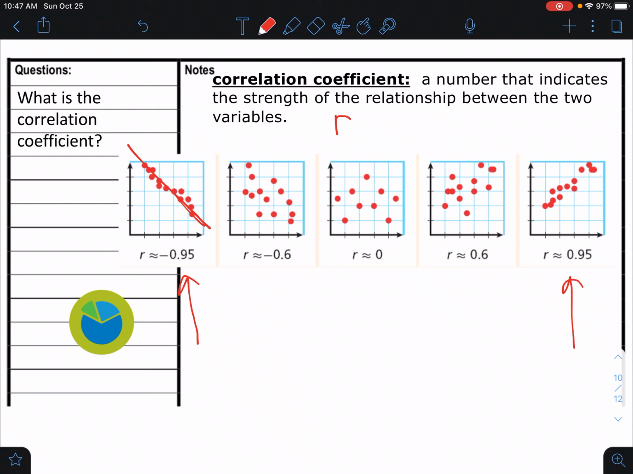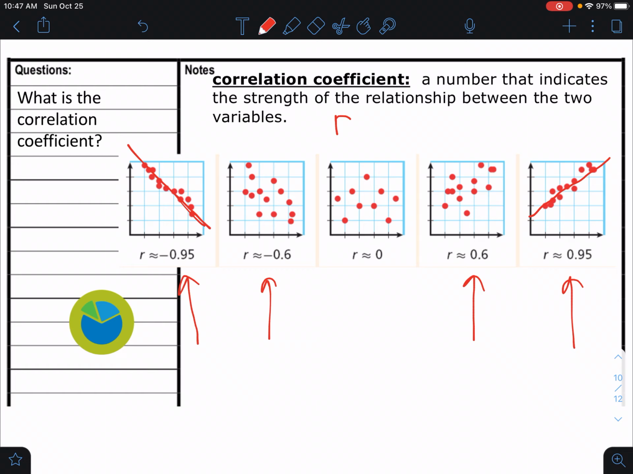Same thing with here. This is a positive version of that, tightly grouped, but it's trending up. So we know that that's a very strong correlation, and you can see here 0.95. This one right here does have a trend towards a positive version. However, it's kind of scattered, and the estimate here is about 0.6 for a correlation coefficient. That is not real strong, and this would be the same thing for the negative version.